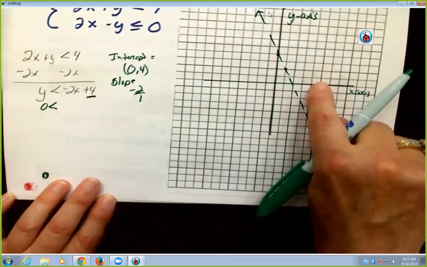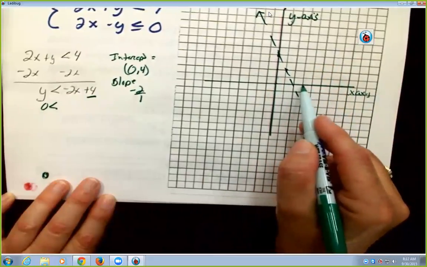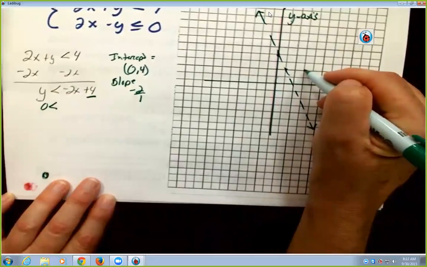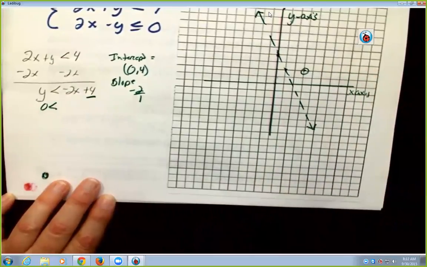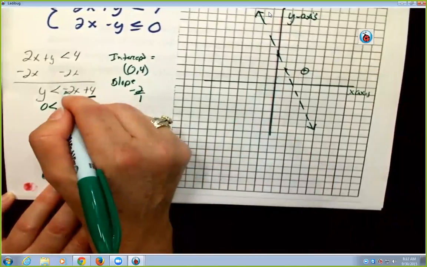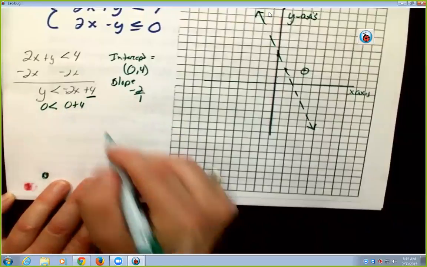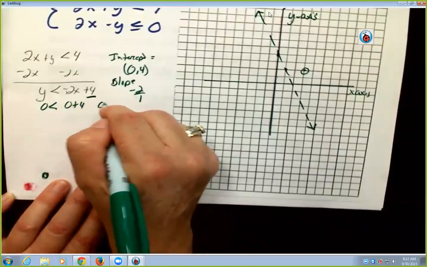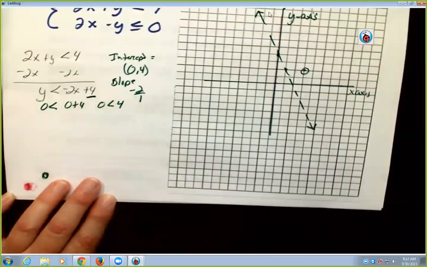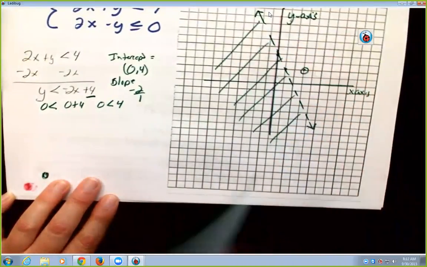If I did a test point over here, such as 1, 2, 3, up 2, and I plug that one in, it would not work. So if I put 0, 0 in here, negative 2 times 0 is 0. 0 plus 4 is 4. So 0 is less than 4. So because my test point is true, I shade that side.